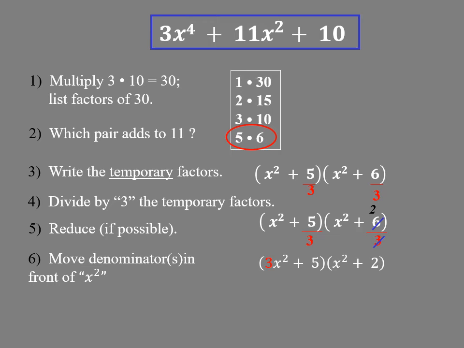So notice this is a special example because we have x to the power 4. And still we can factor it into 3x squared plus 5 times x squared plus 2.